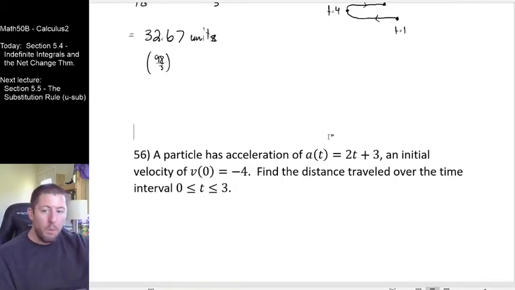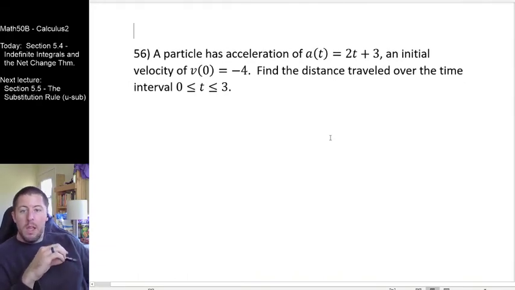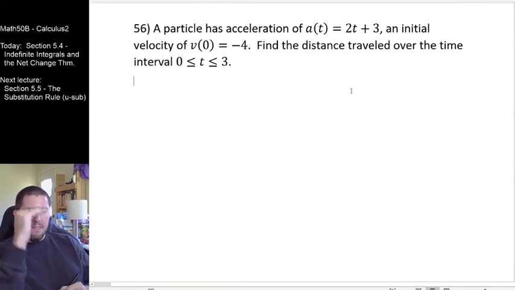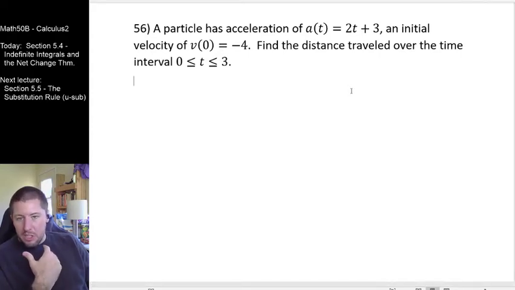So a particle has some given acceleration, and we know what velocity the particle starts with. What we would like to find is the distance traveled over the time interval from 0 to 3. Right? So what we've been given is a little bit of acceleration information, a little bit of velocity information, and what we want is distance information. So remember sort of the hierarchy of this from Calc 1. We start with position. The rate of change of position is velocity.